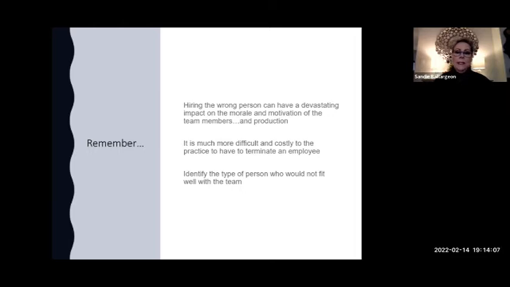So that's why it's so important to have a good structure and infrastructure in place, and to make sure that it's followed consistently, that you do performance reviews. That's another very important thing, which I'll be talking about in just a few minutes as well. Also identify the type of person who would not fit well with your team.